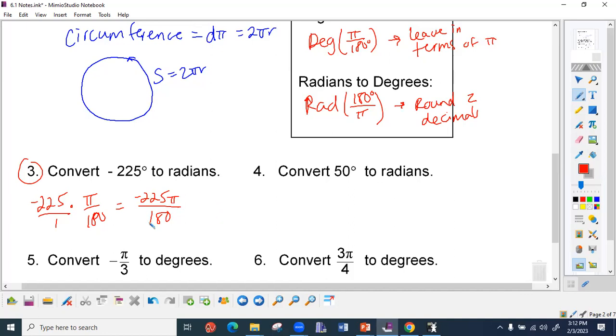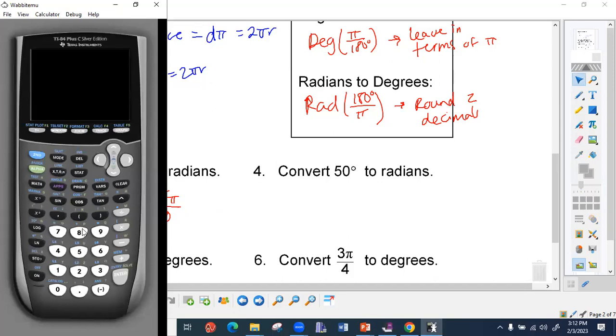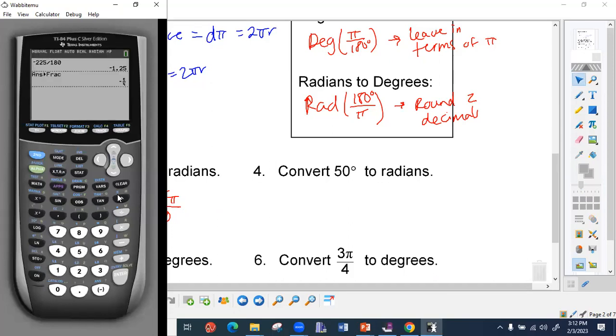You always want to make sure that it's in the simplest form. If you're not good at reducing fractions, you can use the calculator to help you reduce, okay? Now, there'll be times where you don't have a calculator, so you're going to need to practice on those reducing skills.